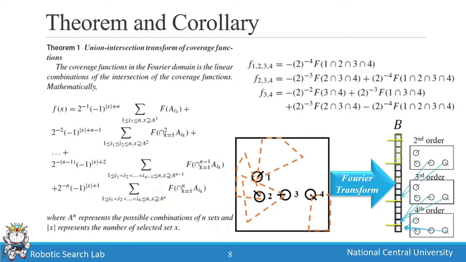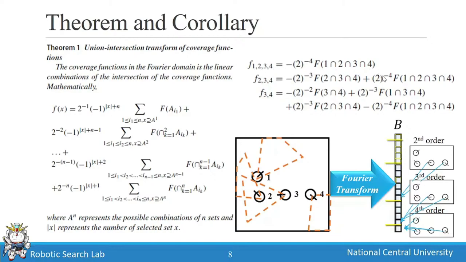To prove the invariant properties of coverage functions, the theorem and the corollaries are as follows. Theorem 1 mentions the union-intersection transform of the coverage function. For example, a coverage function in the spatial domain is the coverage of a set union. But when we transfer into the Fourier domain, you will find that it's a linear combination of set intersections. Okay, so we can show you an example here.